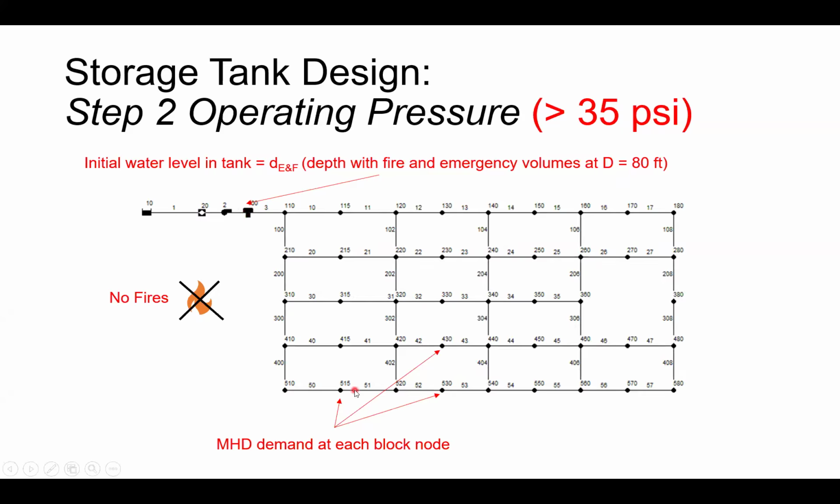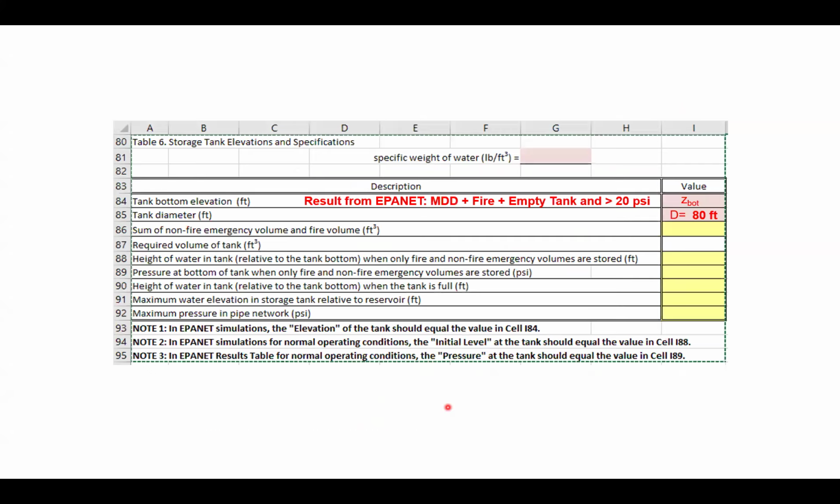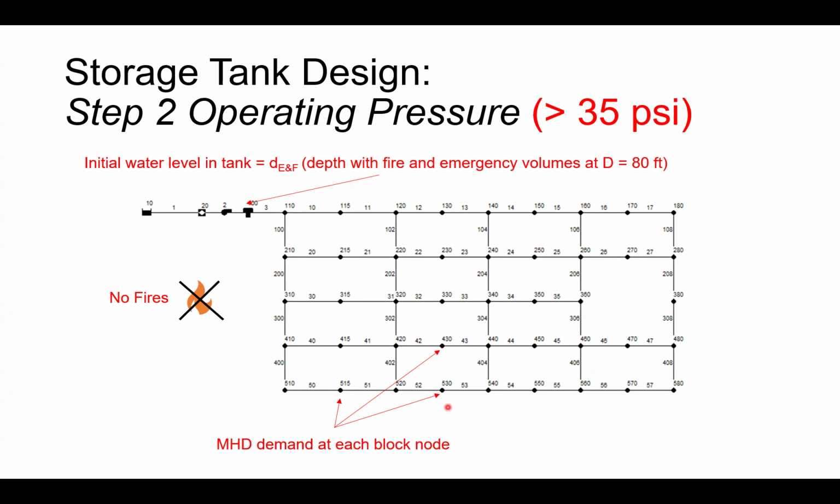You have put in the maximum hourly demand at each node, and then you're going to run the model. No fires, and you're going to try to find out where we have less than 35 psi, and then you can either move the tank bottom elevation up or adjust the diameter. I'm going to suggest just adjusting the diameter at first to see if you can get that greater than 35 psi everywhere, but you can also raise the tank elevation if you want to.